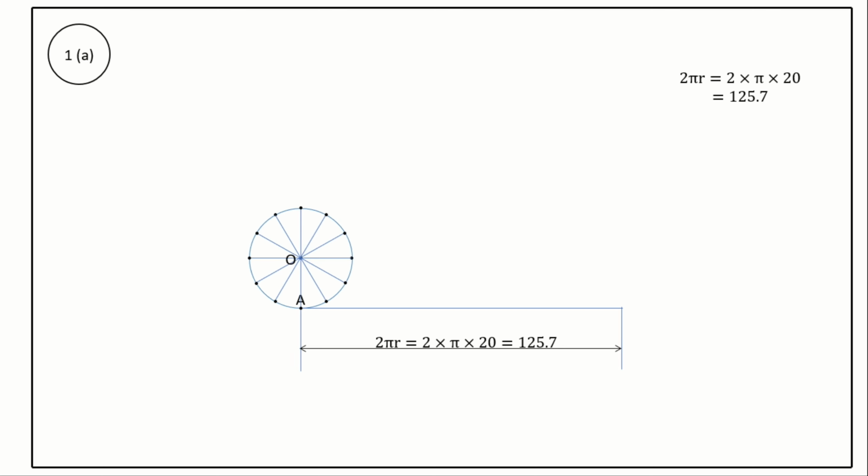The points on the circumference are point 1, point 2, point 3, point 4, point 5, point 6, point 7, point 8, point 9, point 10, point 11 and the last point is A itself. Now we have divided the circle into 12 equal parts.